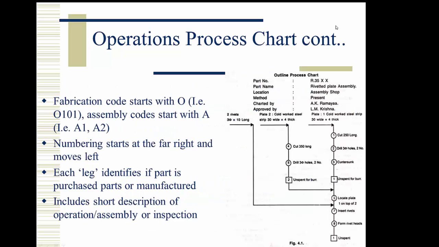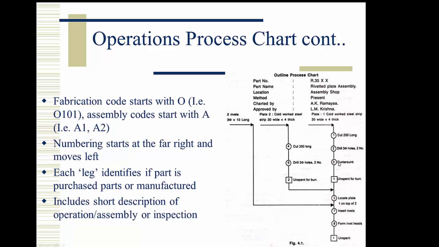We have one right here as an example, and I'll go through the bullets. We start with an O for operation or A for assembly, so those are 2 value added steps. This doesn't have an assembly yet, but we see the circle O. Cutting is an operation, so I would say this is O1. Drilling is an operation, so this is O2. Countersink is an operation, O3. And then we have our first square, which is our inspection. Notice the second bullet here says the numbering starts at the far right, which is what we've done here, and then moves left.